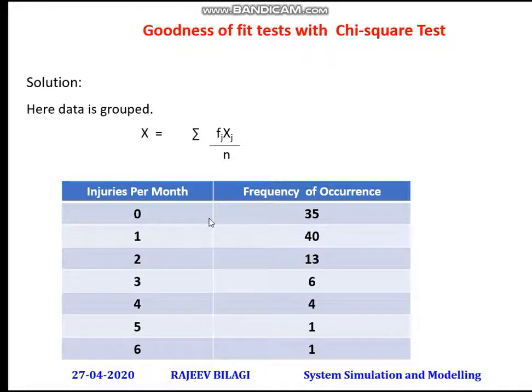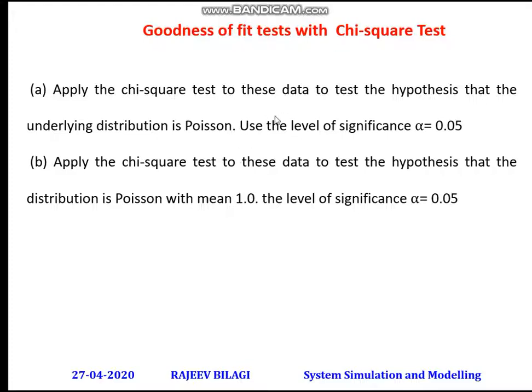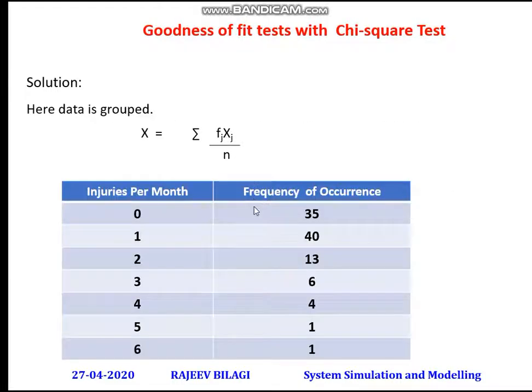Okay, for this particular data I calculated fj xj, that is 111 into 100. So the mean value, that is alpha, equal to x bar, equal to 1.11. So in this case, the alpha value will be 1.11, that is the x bar value. Here alpha is 1.00 in the other case. Now you have to calculate for both. Is that clear? I hope it is clear how to find the value of x bar.